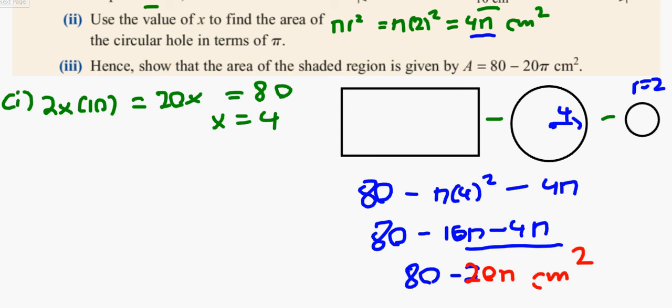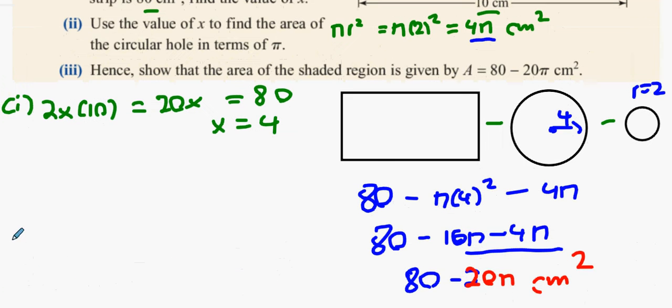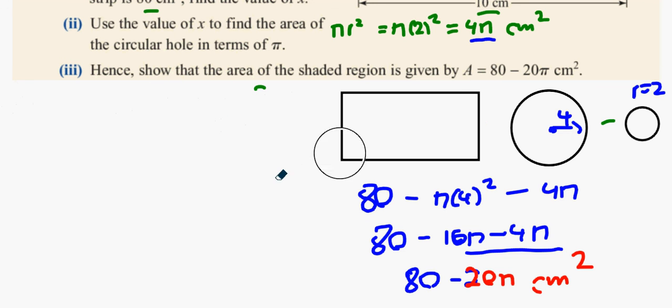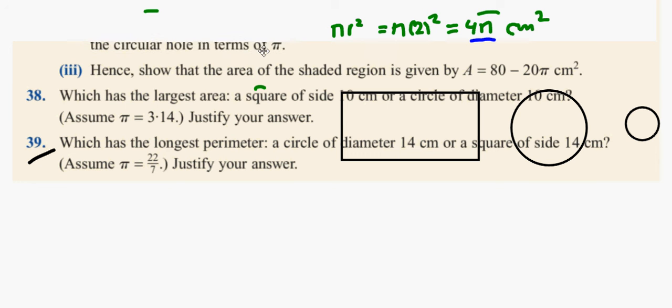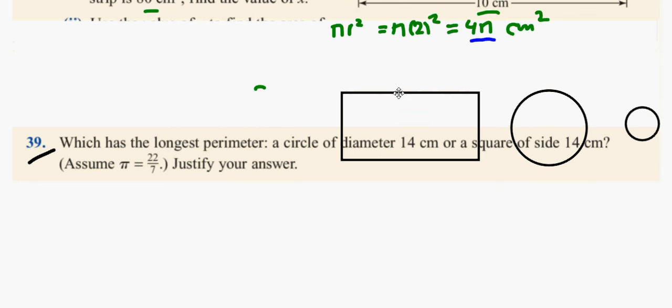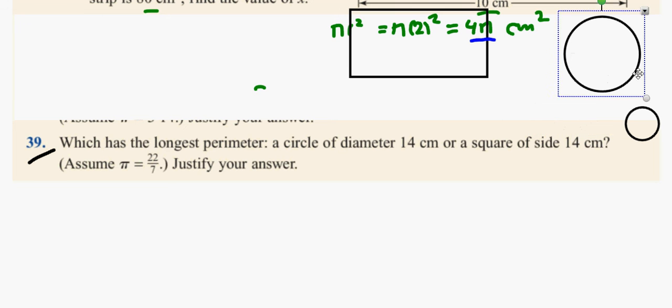Alright. Sorry, not move on. 30. What's it? 39, isn't it? Alright, 39. Let's do this.